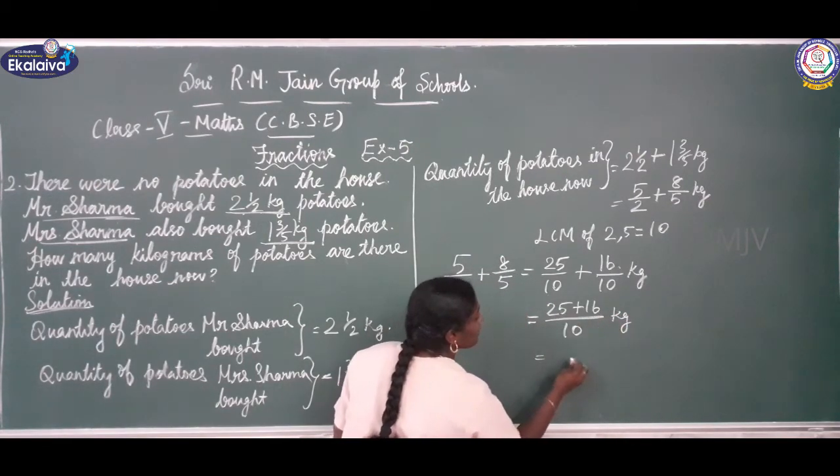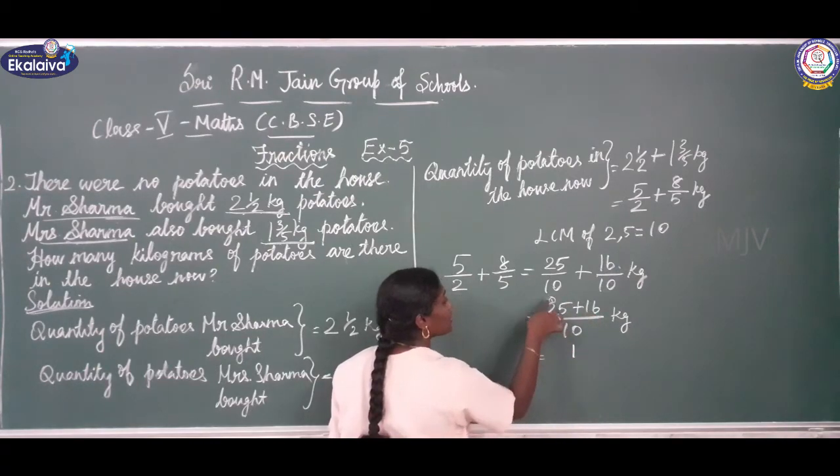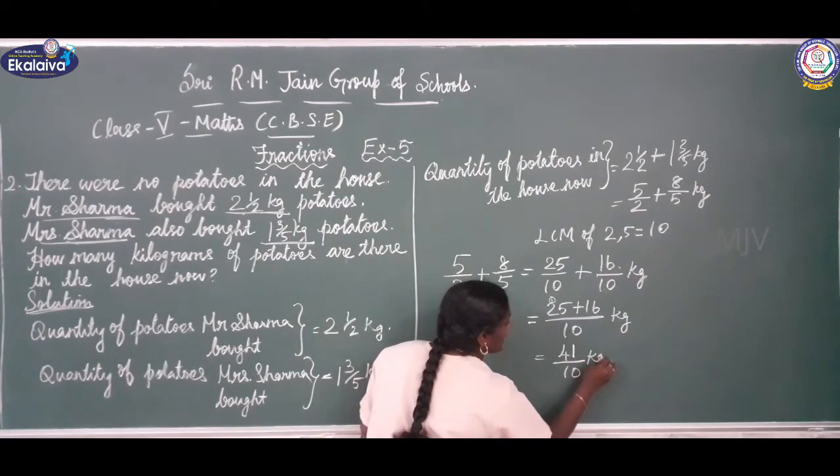Here 6 plus 5, that is 11. 1 here, 1 carry over. 1 plus 2, 3. 3 plus 1, 4. So we will get 41 by 10 kilogram.